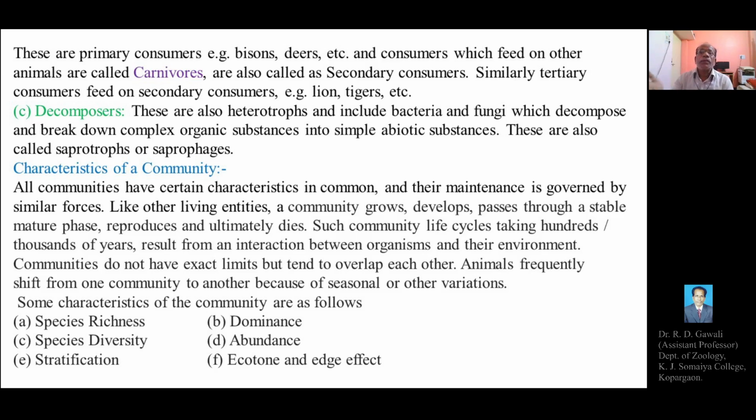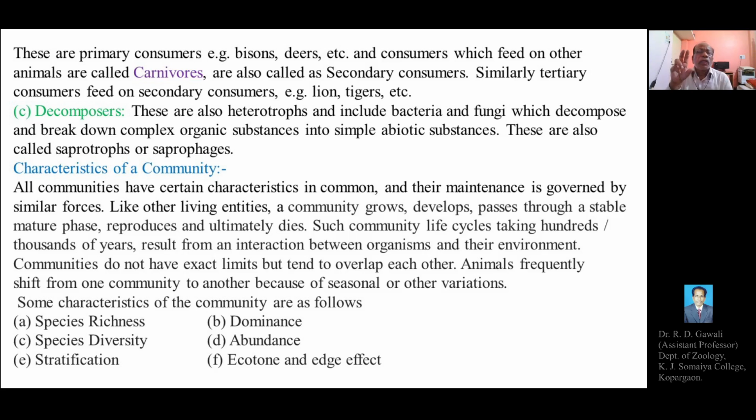Usually there is a migration of animals, but plants cannot. Autotrophs are stationary, so the community of plants is simply replaced in a particular habitat, but animals can migrate frequently from one community to another because of seasonal changes or adverse conditions in the habitat or ecosystem. This leads to the shifting of the animal community from one community to another.